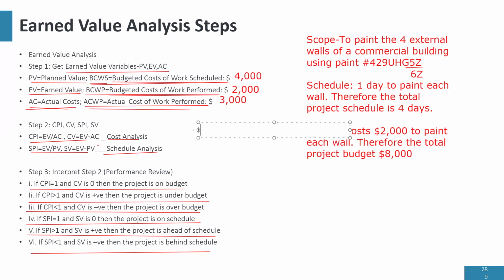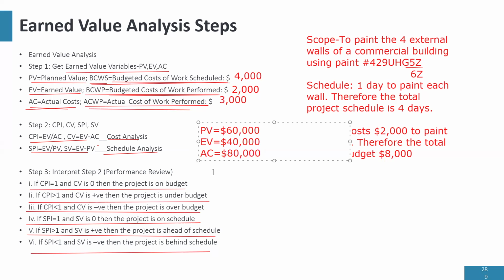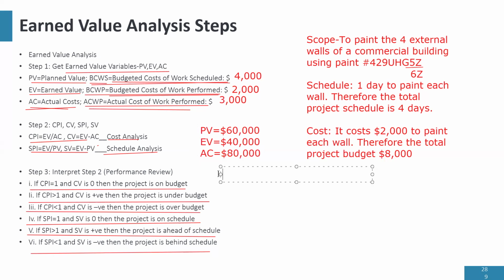So let's say I'm working on a project where the planned value is $60,000. The earned value is $40,000, and the actual cost is $80,000. This is what I'm working with. What do I do? I go to step 1 and I calculate CPI. CPI is EV over AC. EV over AC is 40,000 over 80,000, which is 0.5.